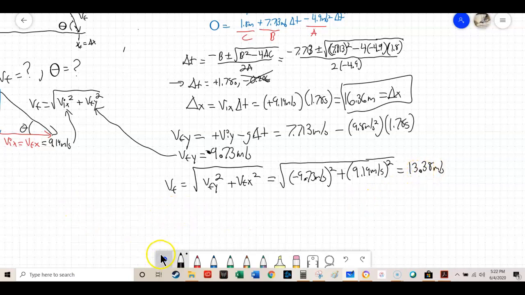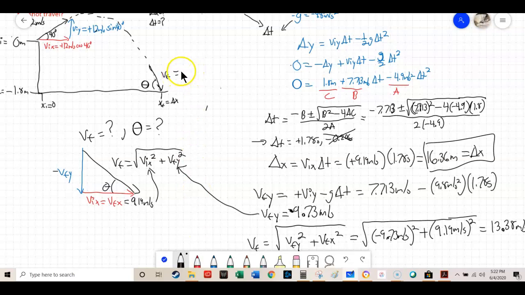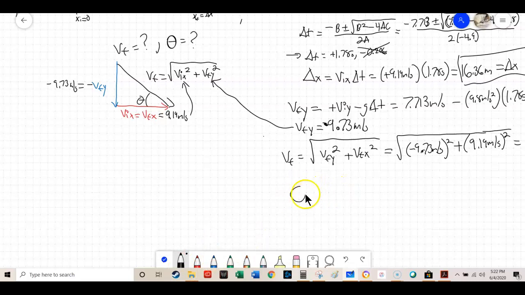Okay, so now we know it's going to be hitting the ground up here at 13.38 meters per second, right? And we could figure out that angle now because we have this v final y, which is negative 9.73 meters per second. We could figure out theta, just do the inverse tangent, right? Actually, we could use inverse sine or inverse cosine since we have the hypotenuse here, and that, again, is 13.38 meters per second as coming down.